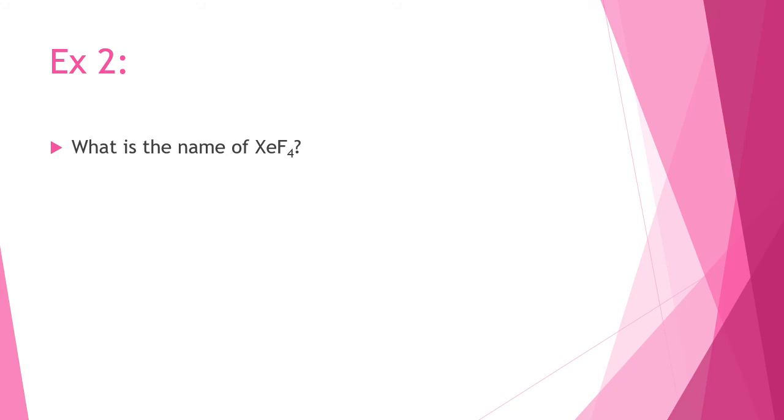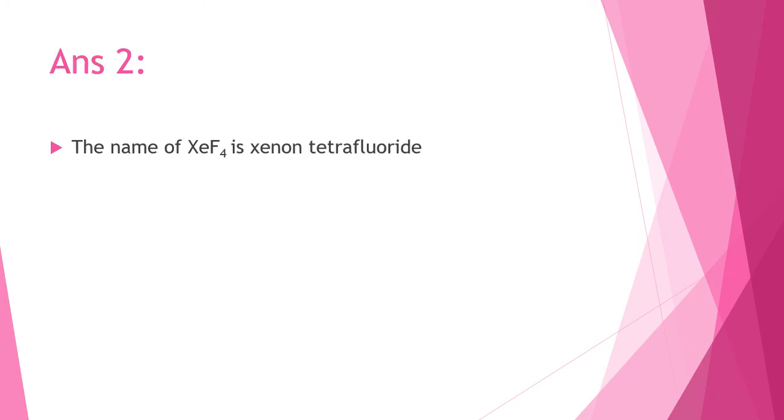Let's do a second example. What is the name of XeF4? We have to consider what elements are present and how many of each. There is one xenon atom and 4 fluorine atoms. The fluorine will become fluoride since it is second. Xenon is first and would receive the mono prefix, but since it is first, I do not have to say it. So the name of XeF4 is xenon tetrafluoride.